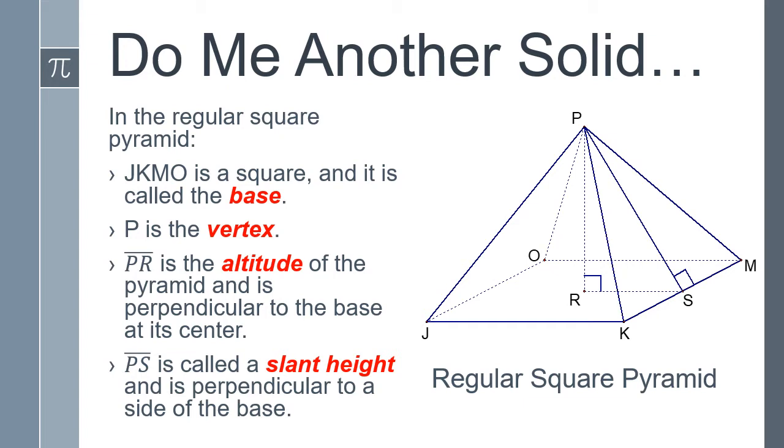JKMO is the base, down here. It's the only shape that's part of the solid that's not a triangle. Point P is the vertex, the very top of it. Segment PR is this segment that drops from the vertex down. Imagine if you had a piece of string with a stone on it at the top of the pyramid, and you dropped it straight down into the base. That would be the altitude.